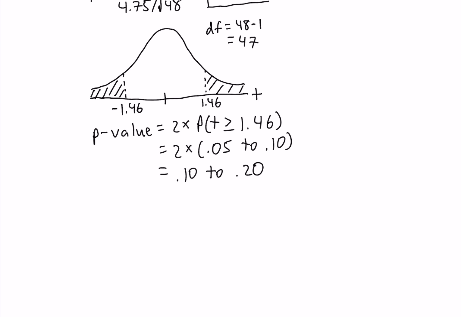But if we want to get the exact value, we can use a computer program like Excel or R, and we can calculate the exact p-value. And if you do that, you'll see that the exact p-value is 0.1513. So you see 0.1513 is between 0.1 and 0.2. But we can't get this exact p-value from our table because our table is limited. So we can get from our table that it's between 0.1 to 0.2. Again, this is enough to solve this problem.